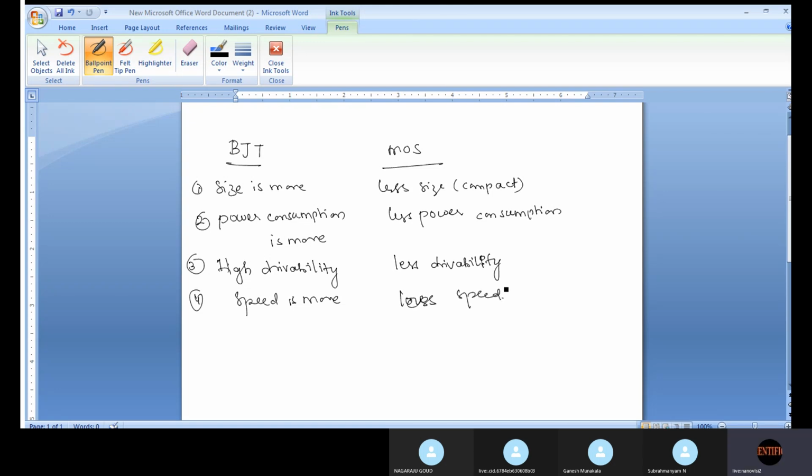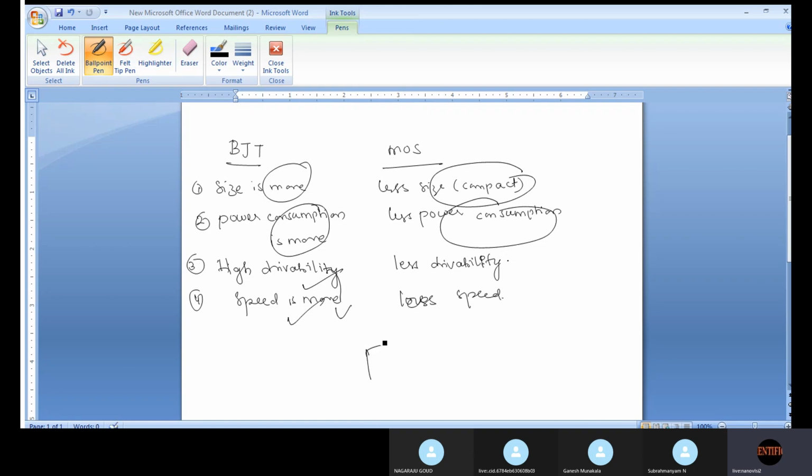There are still many advantages of MOSFET compared to BJT. Why don't we prefer BJT? Size is more and power consumption is more. But these are its advantages: high drivability and high speed. BJT is a high speed circuit. And MOS is a compact device, so it consumes very little power. Drivability is very less.